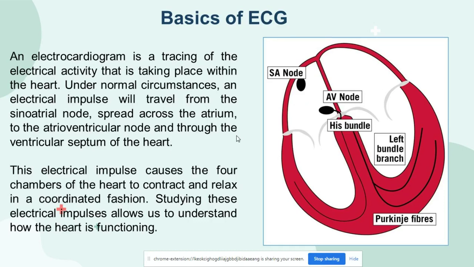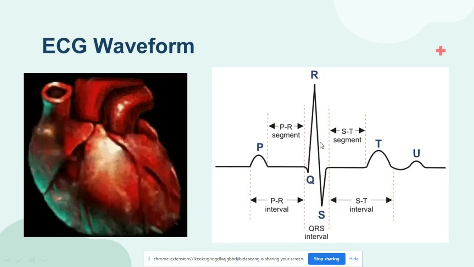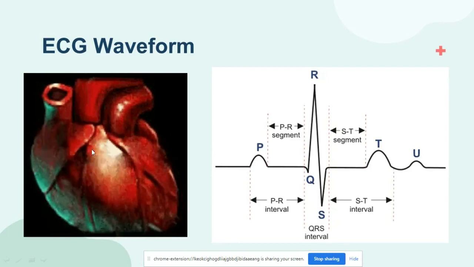Under normal circumstances, an electrical impulse will travel from the sinoatrial node to the atrioventricular node and ventricular septum of the heart. So the electrical signal, or impulse, travels as a wave from the sinoatrial node to this area. This ECG or electrical impulse wave travels through the four chambers of the heart. It is finally measured in terms of a waveform. The waveform of ECG is the famous PQRST wave. So the heart functions like this.